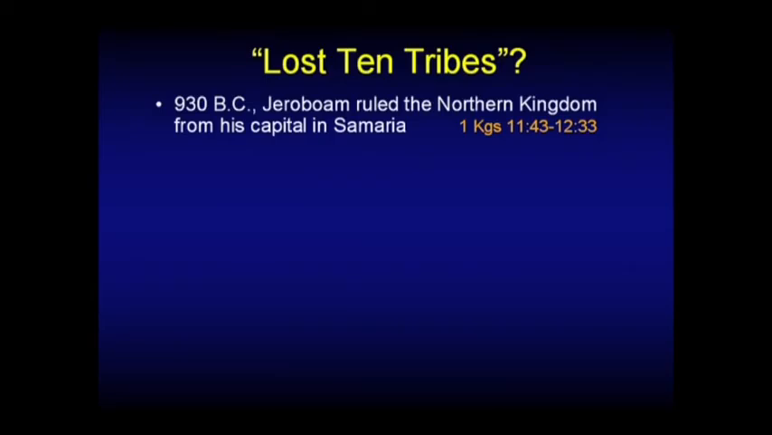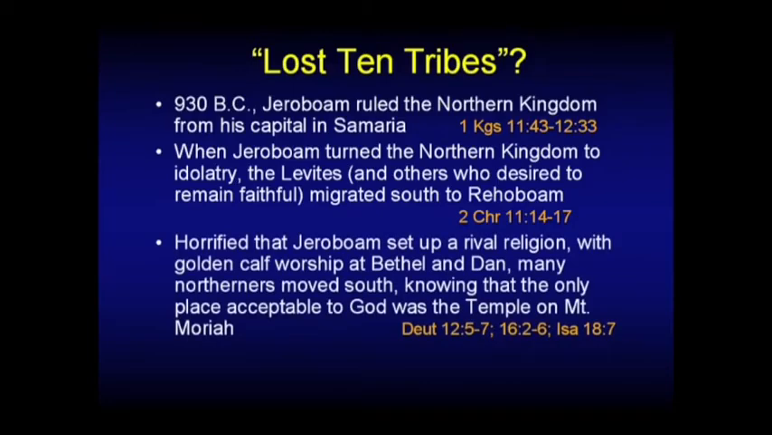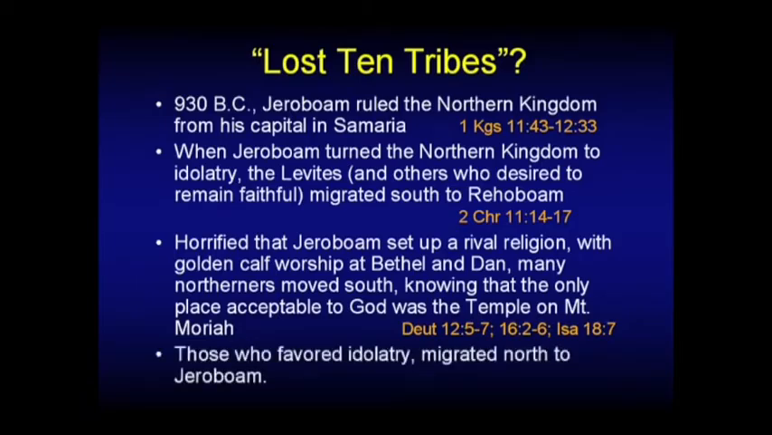In 930 BC, Jeroboam ruled the northern kingdom from his capital in Samaria. Jeroboam turned the northern kingdom to idolatry. The Levites obviously migrated south. Horrified that Jeroboam set up a rival religion, calf worship, both at Bethel and Dan, many northerners moved south, knowing that the only place acceptable to God was the temple on Mount Moriah. It's my inference that those who favored idolatry would migrate north. It doesn't say so, but that's a natural inference.